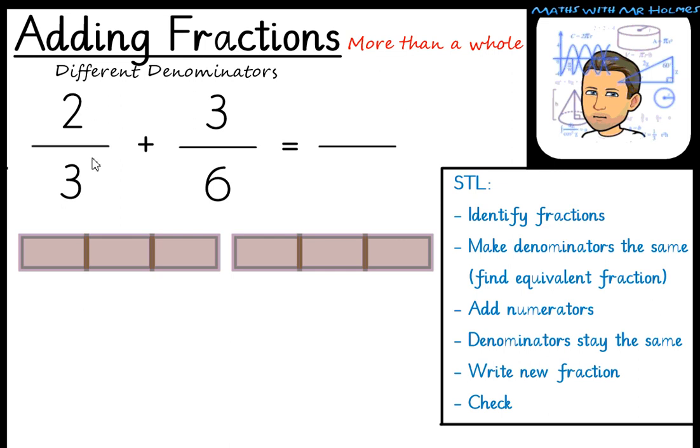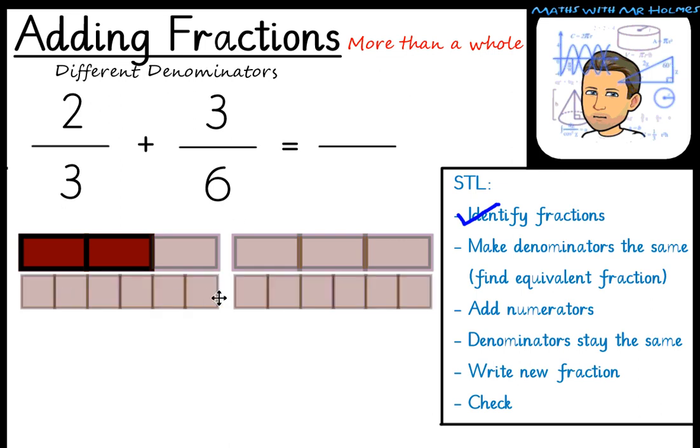We have 2/3 add 3/6. The sizes of the pieces we have are different, so we need to make the denominators the same. Find the equivalent fraction. Here we have 2/3 of a chocolate bar, or 2 out of 3 equal pieces. But here we've got 6ths. So let's find the equivalent. Let's split the chocolate bar into 6 pieces.